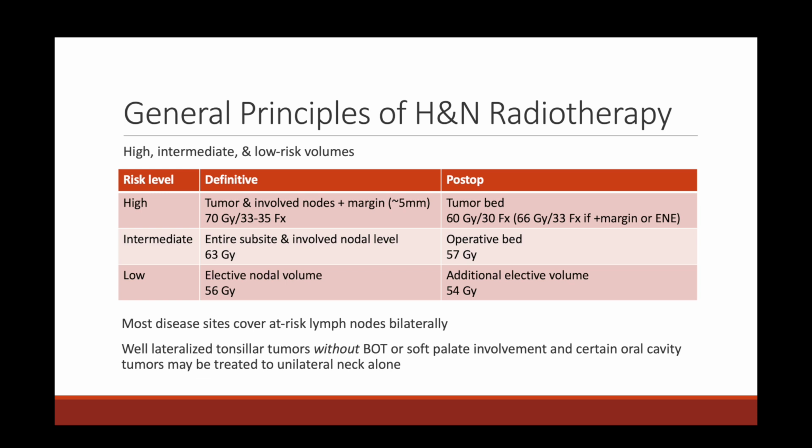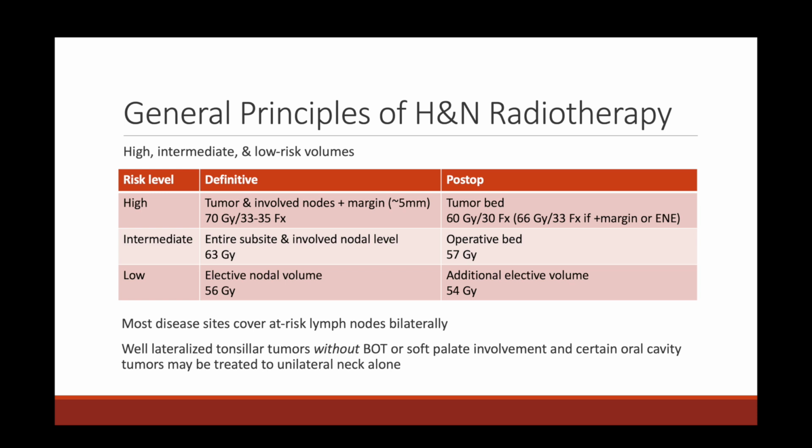So we do 2 gray per fraction to our high risk volume, 1.8 gray per fraction to the intermediate risk volume, and 1.6 gray per fraction to the low risk volume. So the intermediate risk volume typically includes either the entire subsite or a larger margin on the primary tumor itself, and then also the entire involved nodal level.